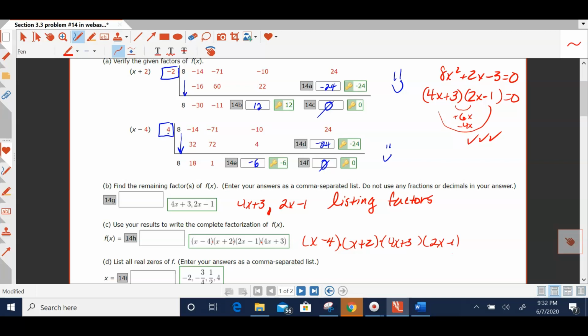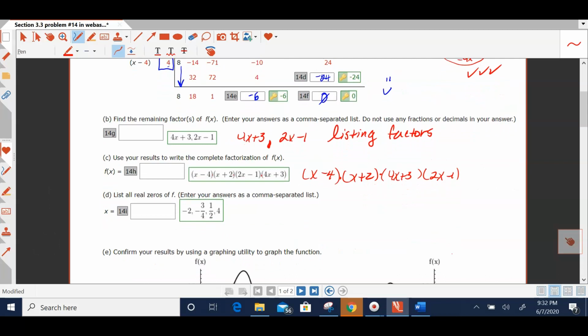Now, from those factors, I can get all the zeros. How do I do that? I set each factor to 0. X minus 4 equals 0, x plus 2 equals 0, and so on. Setting each factor to 0 will allow me to find the zeros. So there's 4, there's negative 2, there's a negative 3/4, and there is a 1/2.